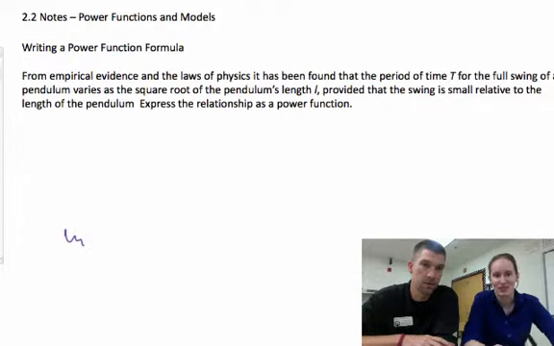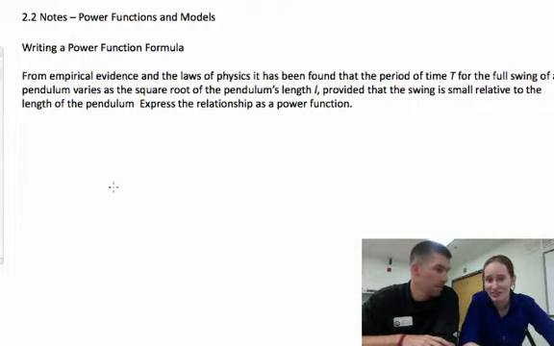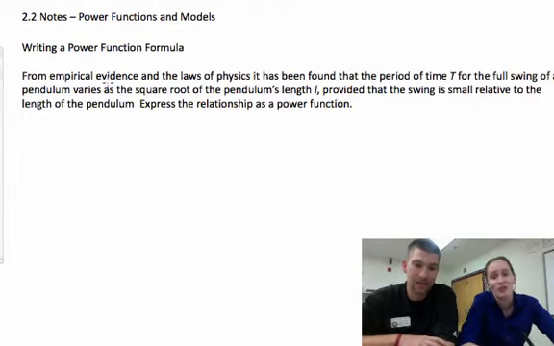Okay, good. We're writing. Empirical evidence is evidence that you get from doing experiments, I'm pretty sure. So, from empirical evidence and the laws of physics, it has been found that the period of time T for the full swing of a pendulum varies as the square root of the pendulum's length L, provided the swing is small relative to the length of the pendulum. Express the relationship as a power function.